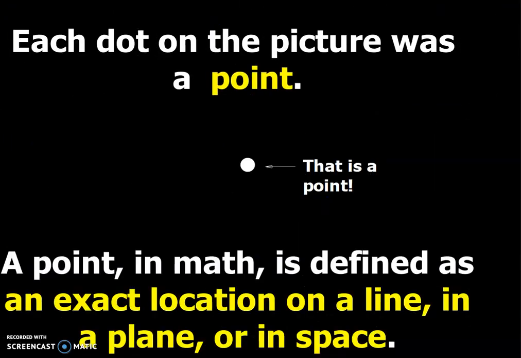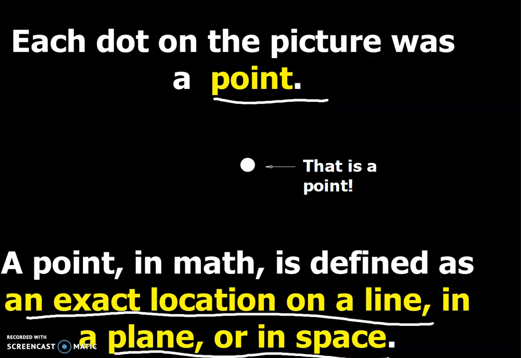Each dot on a dot-to-dot picture is a point. This is a point. A point in math is defined as an exact location on a line, in a plane, or in a space. And on the page, when you see something in yellow, that would be the term here, and the definition is here. And then this is what you would draw.